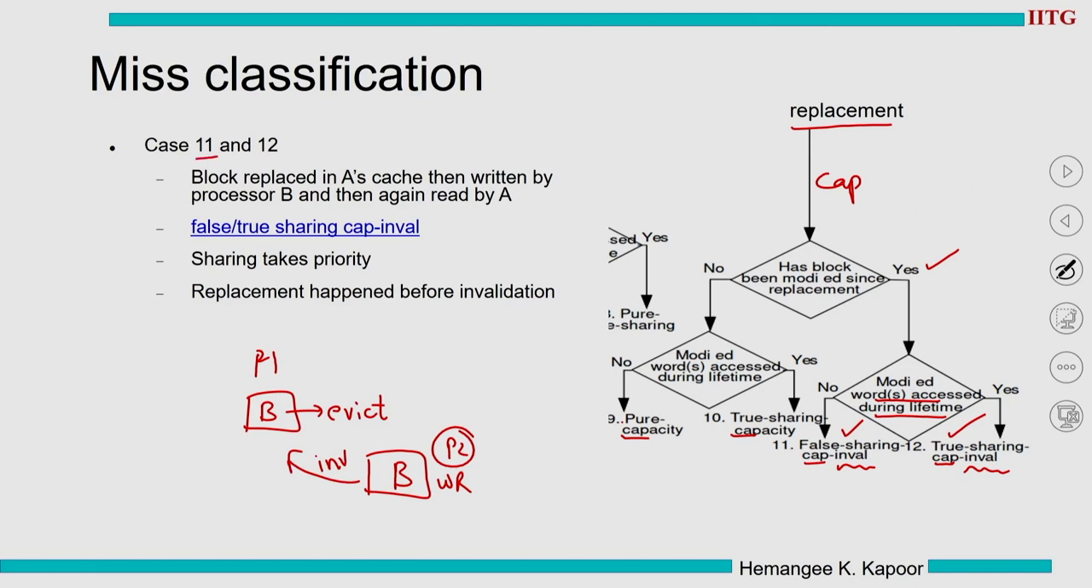Okay, so case 11 and 12, block is replaced. It is either a true or false sharing miss. So always sharing gets the priority. So when we write a label for a miss, we first write the true sharing or the false sharing, and then we write information related to replacement or invalidation. So capacity, inval, all these words come at the end. So when you phrase the classification, it is false sharing cap inval. So that's 11 and 12.